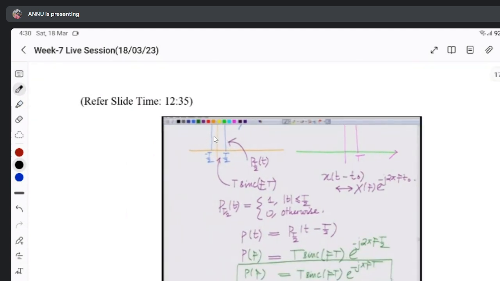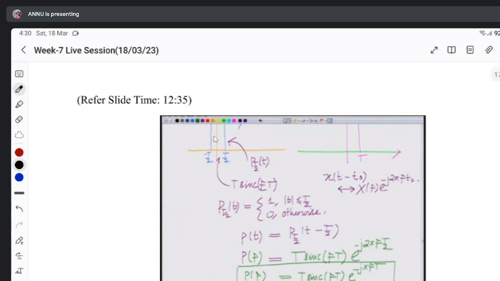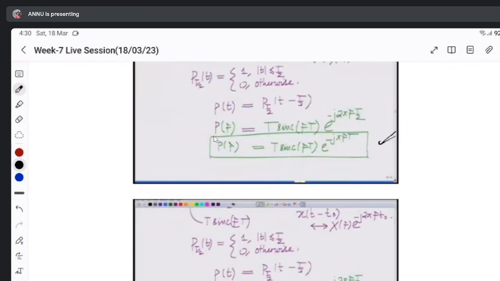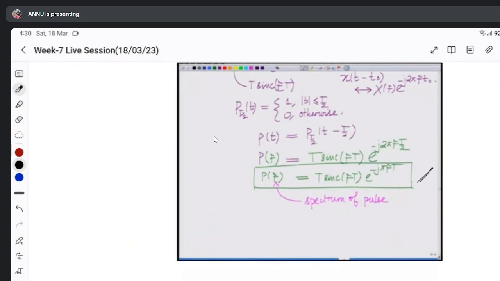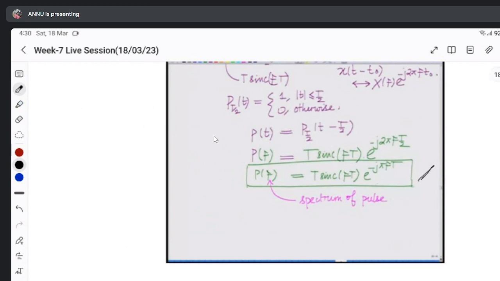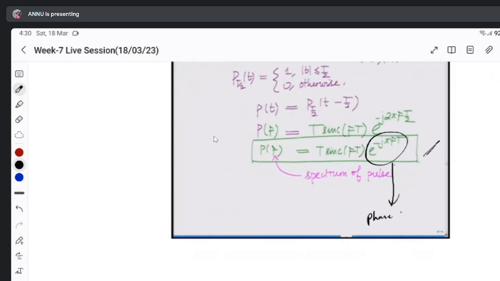Now, if you shift the pulse function by any time period, then you will have a shift in the Fourier transform by e power minus j 2 pi f t by 2. You know this mathematics, right? Then, similarly, the spectrum of the pulse looks like this. Now, why does this e power minus j pi ft come? This term only makes a difference in phase, whereas there is no difference in magnitude spectra.